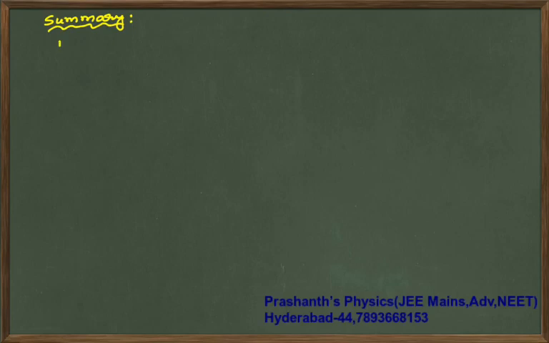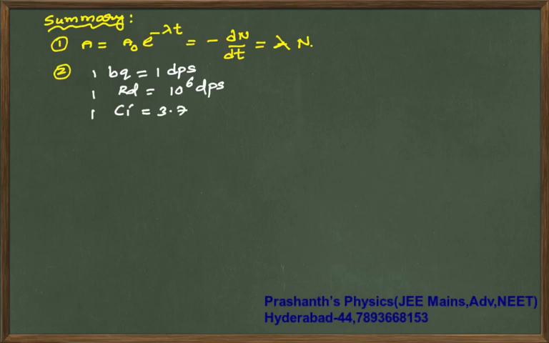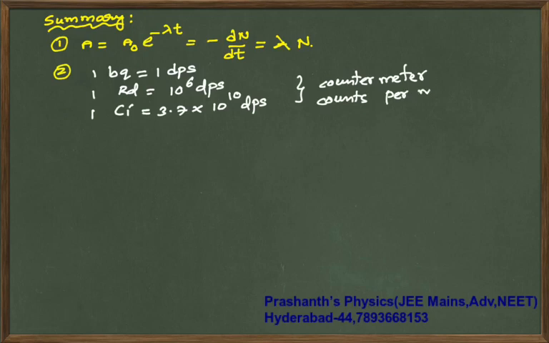So I have given the activity formula. A is equal to A naught times e power minus lambda t, which is also equal to minus dN by dt, which is also equal to lambda times N. Next, your Becquerel unit: 1 Becquerel is equal to 1 disintegration per second. 1 Rutherford is 10 power 6 disintegrations per second. 1 Curie is 3.7 into 10 power 10 dps. Counter meter, counts per minute. All these are indirectly units of activity.